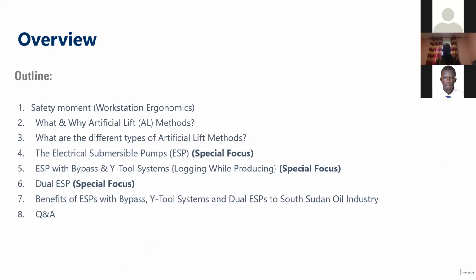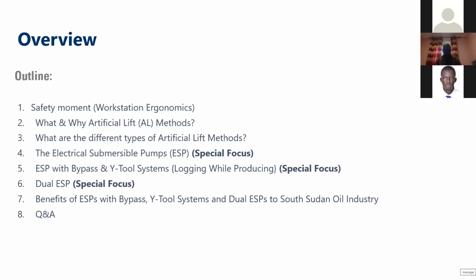And then we will go to what and why the artificial lift method, why we are talking of this subject, or what it is exactly. Then we will move to the different types of artificial lift methods. Then the main artificial lift focus that we will concentrate on today, which is the ESPs, the electrical submersible pumps. Then we will move to ESPs with the bypass system and the Y tool, which is an example of logging while producing. So this is also a special focus.